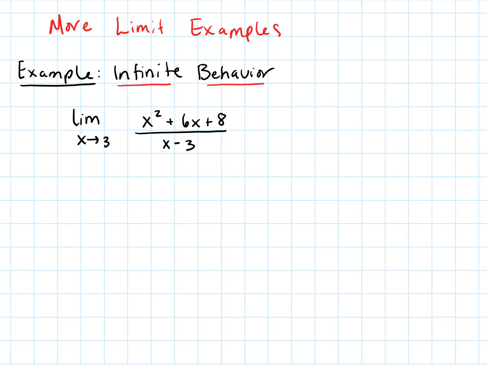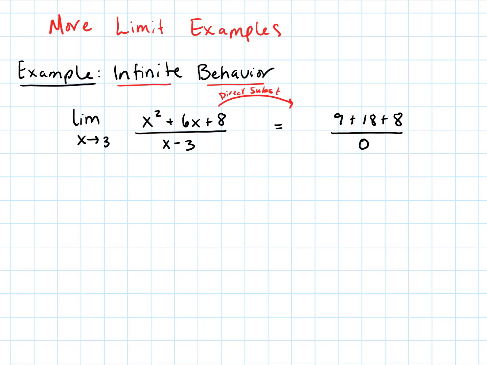So what if I were looking for the limit of this rational expression, x squared plus 6x plus 8 over x minus 3? Now, using what we've been doing with the direct substitution or the replacement, we would start with just trying out some direct substitution. So what happens when we try direct substitution? Let's see. We do direct substitution and we get 9 plus 18 plus 8 over 0.